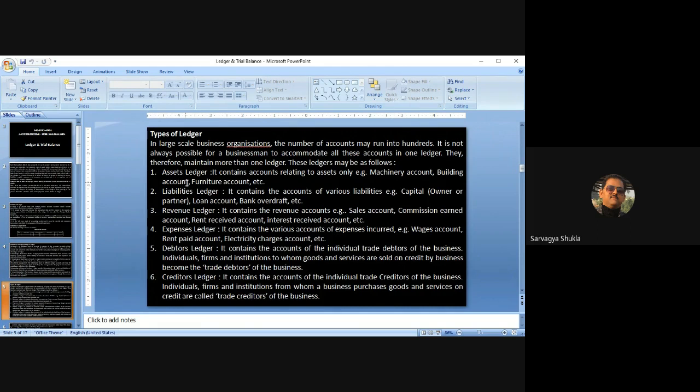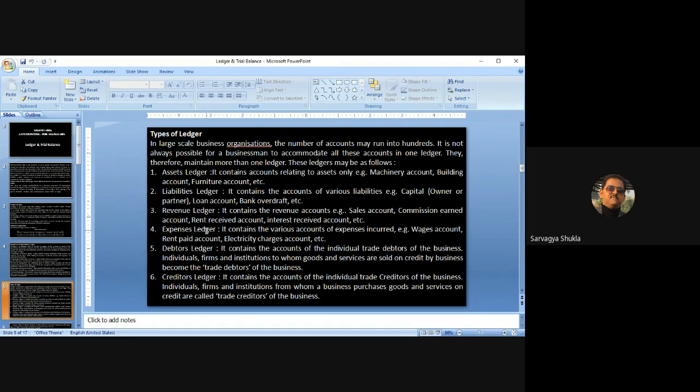Asset ledger. It contains accounts relating to the assets only, that is machinery account, building account, furniture account, etc. Liabilities ledger. It contains the accounts of the various liabilities, that is capital, owners or partners, loan account, bank overdraft, etc. Revenue ledger. It contains the revenue accounts, that is sales account, commission earned, rent received, interest received, etc.